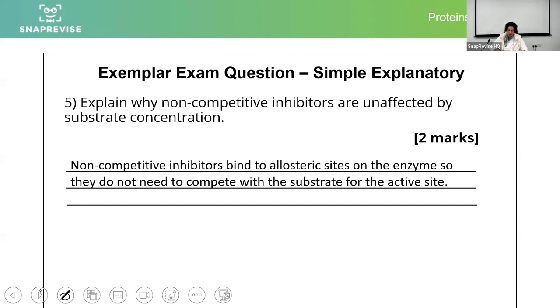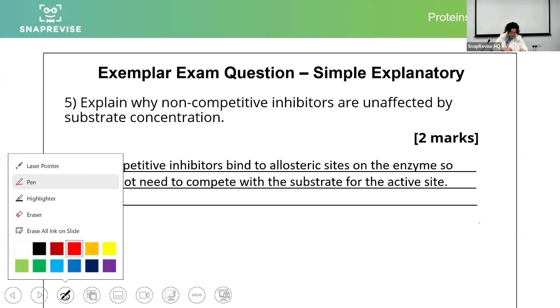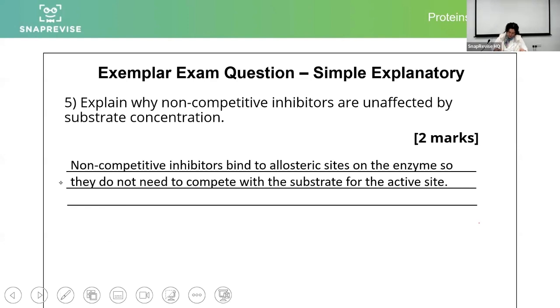Non-competitive inhibitors bind to allosteric sites. Something peculiar is happening with the pen, so just give me a sec. Non-competitive inhibitors will bind to allosteric sites on the enzyme. That is one mark, just stating where they bind. So they don't need to compete with the substrate for the active site. That is my second mark here.